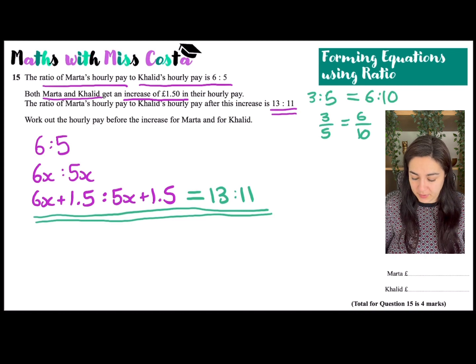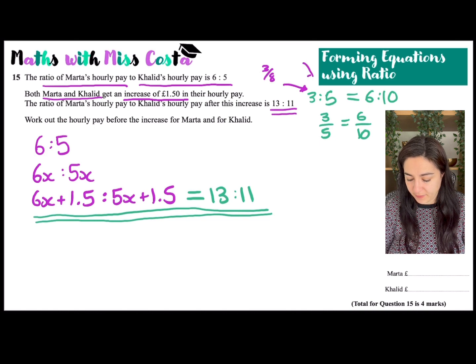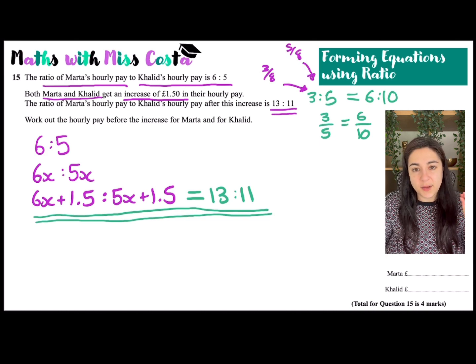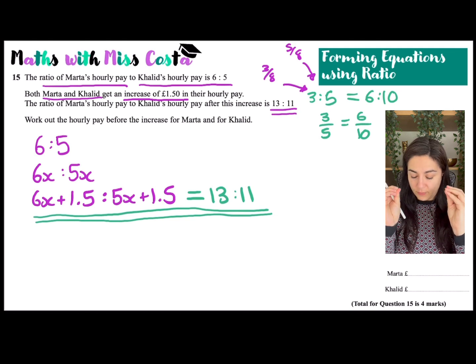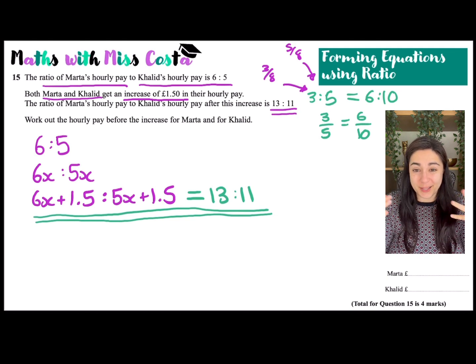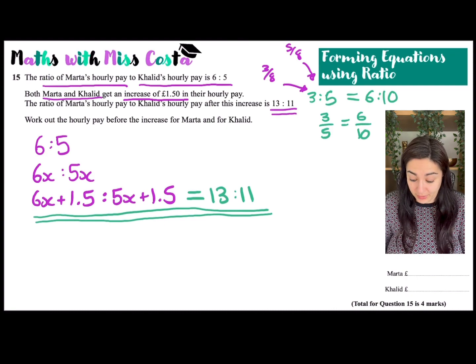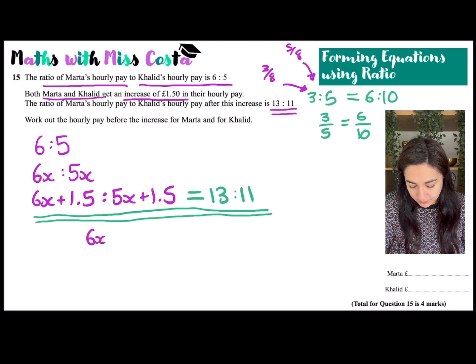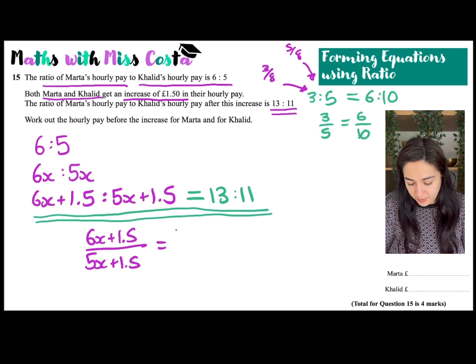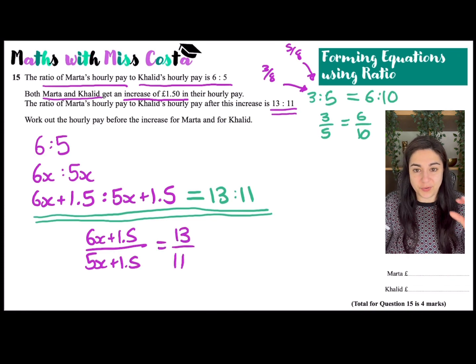Normally when we're dealing with ratios, we'd say that's 3/8 of the total and that's 5/8 of the total, and that's absolutely correct. But when you have two ratios that you know are equivalent, you can turn them into fractions. That's a key thing that a lot of people don't realise. So I've got 6x plus 1.5 over 5x plus 1.5 must equal 13 over 11. Now I've got two fractions and I can manipulate them in order to solve this.